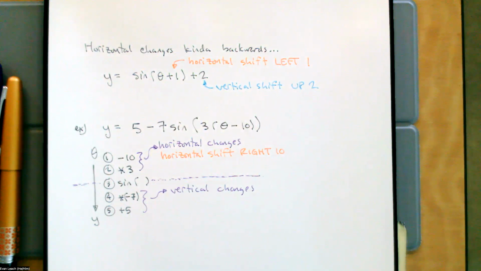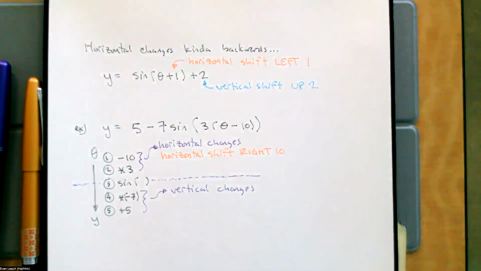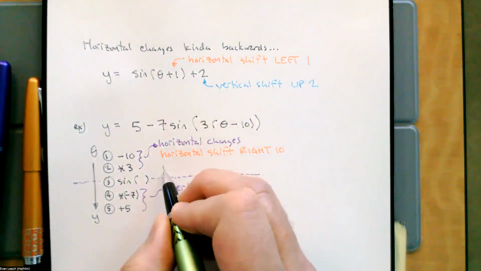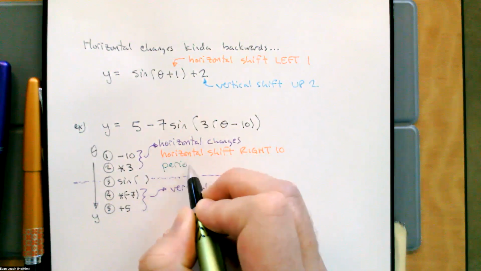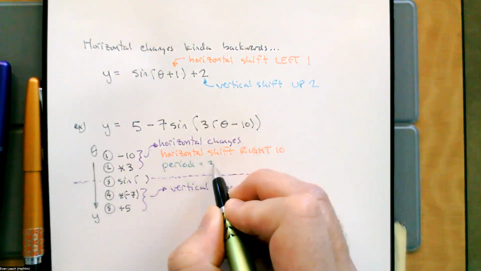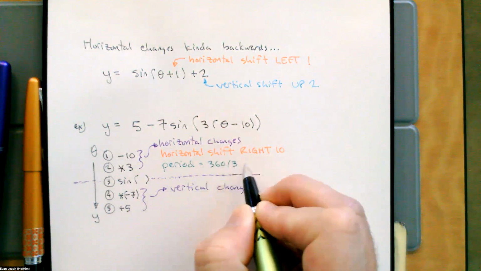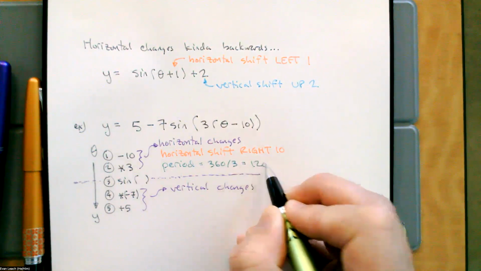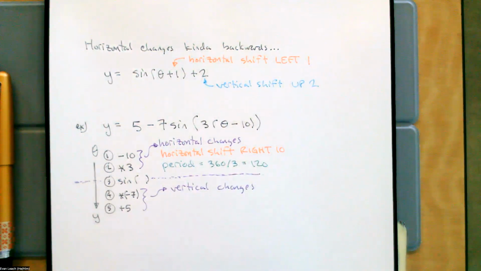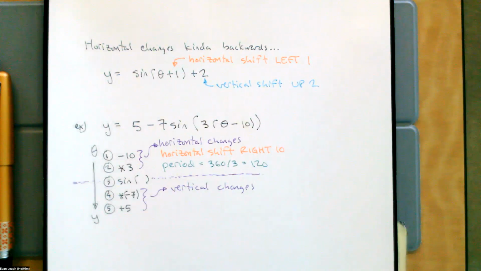Multiplication by 3. Multiplication before adjusts the period. So this tells us that the period will be 360 divided by 3. So the period is going to be 120. Remember, the horizontal stuff feels backwards. We take the default period of 360 and we divide it by 3, even though the function said multiply by 3.